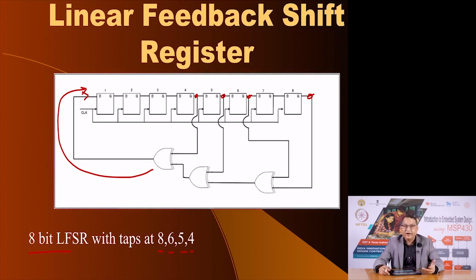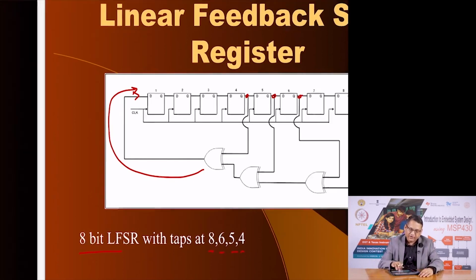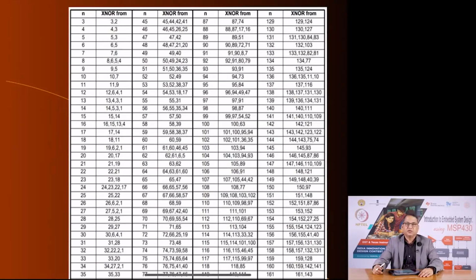Now, how do we find out where these taps should be applied when you have a different length of LFSR? Well, you do not have to sweat too much. If you search the internet, you will find many sources. For example, we have taken this source from a Xilinx website, and they have a linear feedback shift register, which instead of using XOR gate, it uses XNOR, and it has the value of n, that is the number of flip flops from 3 to 160 bits.